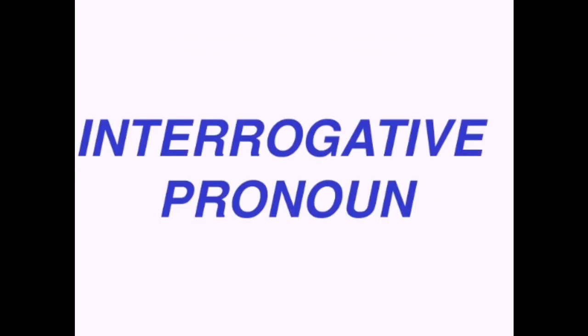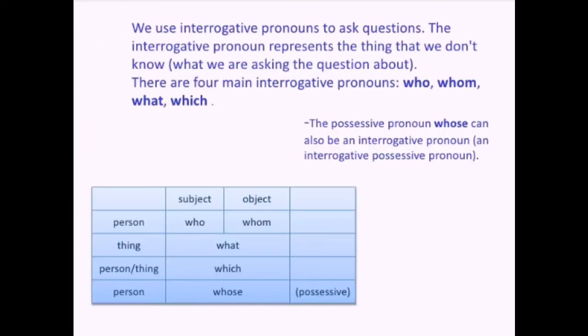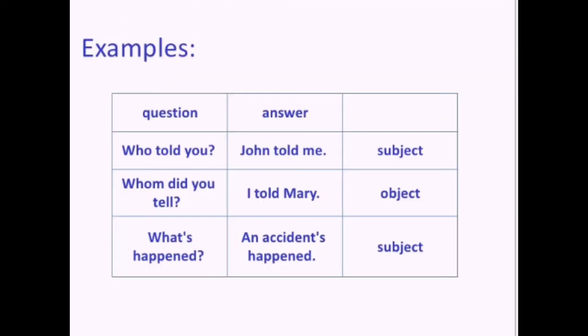Let's talk about interrogative pronouns. We use them to ask questions. Interrogative pronouns represent the things that we don't know. There are four main interrogative pronouns: who, whom, what, which. The possessive pronoun whose can also be used as an interrogative pronoun. Okay, so here's a table given. If we talk about person, then subject would be who, object would be whom, thing what, person which, again person whose. Whose is possessive because whose means kiska. Again ownership is shown.